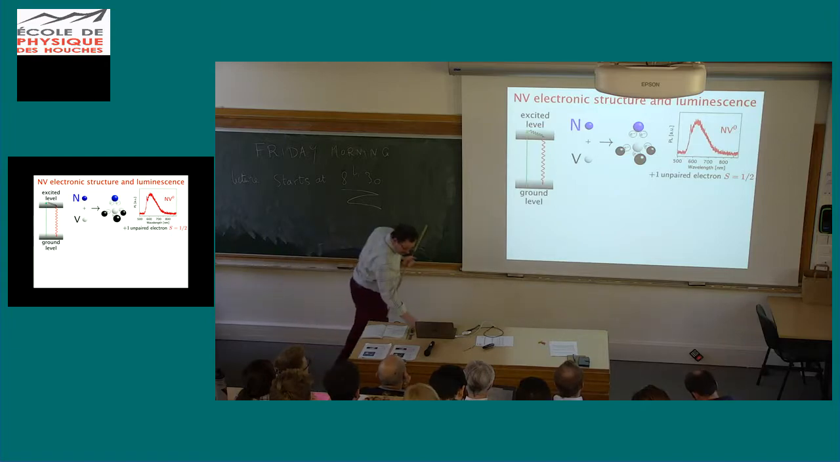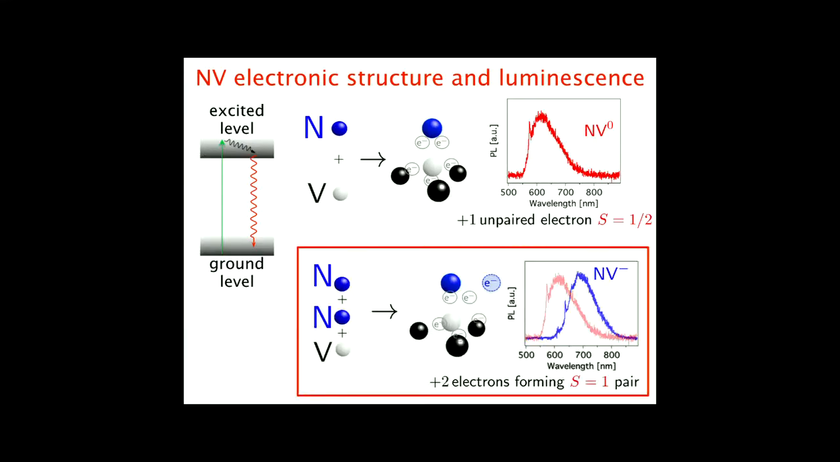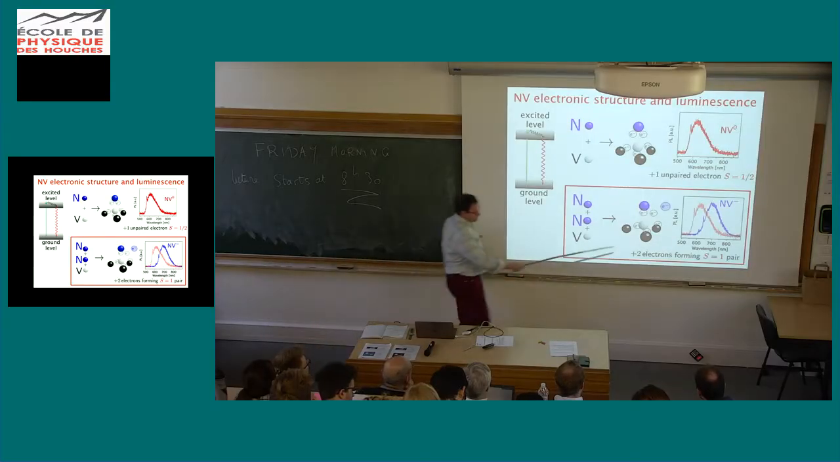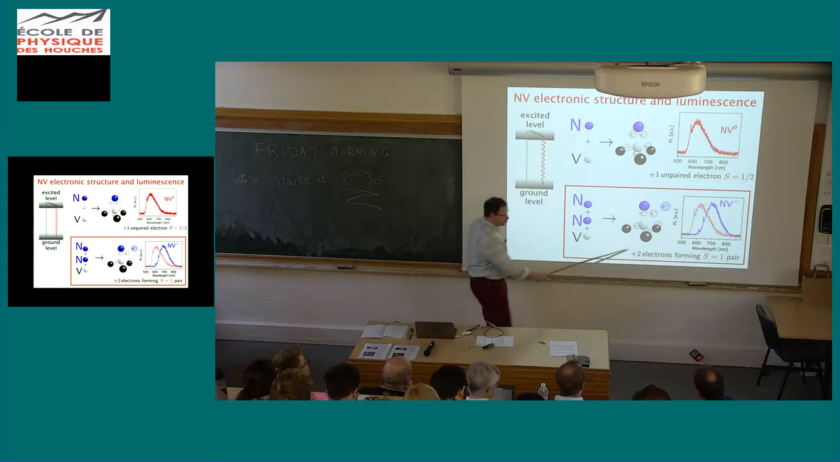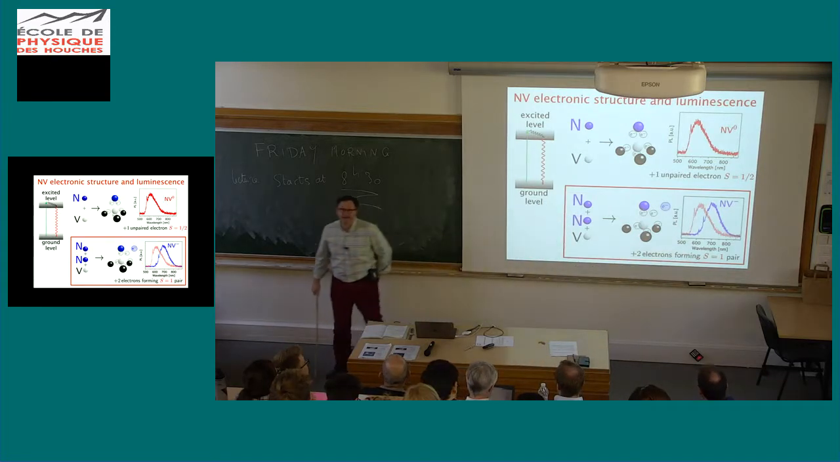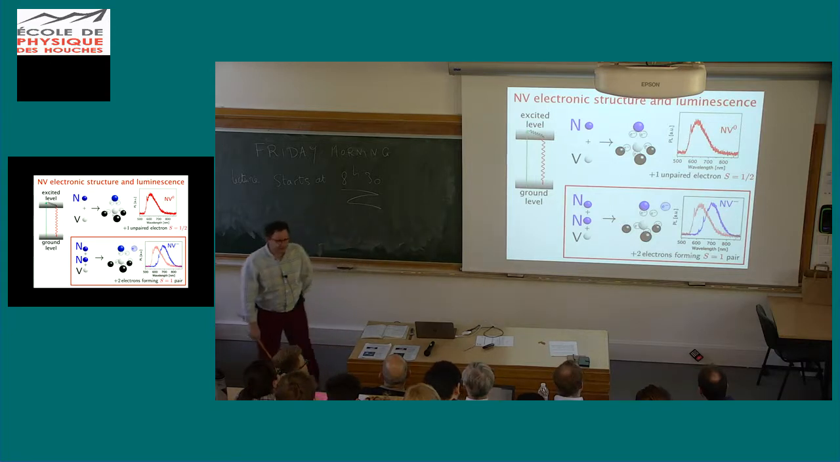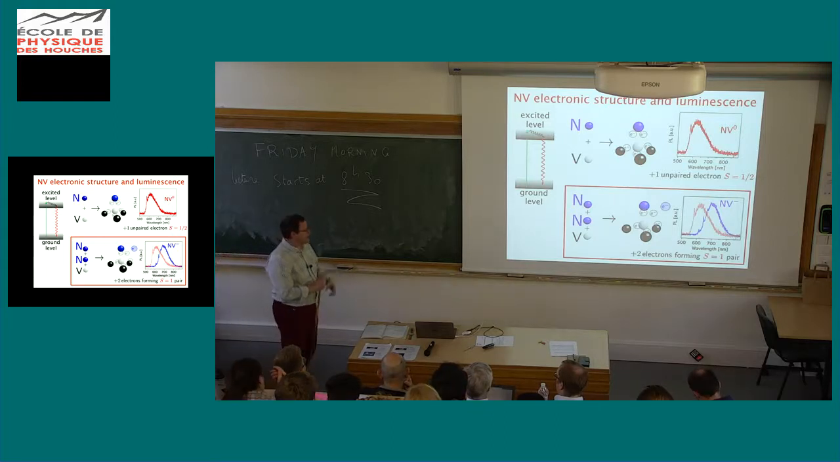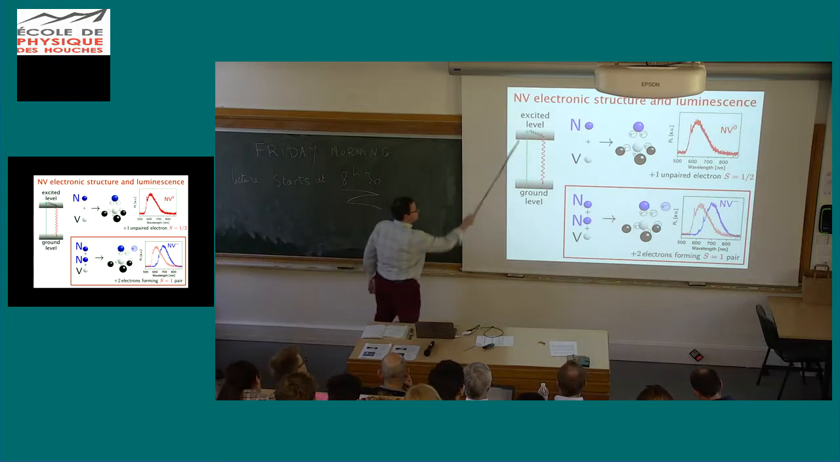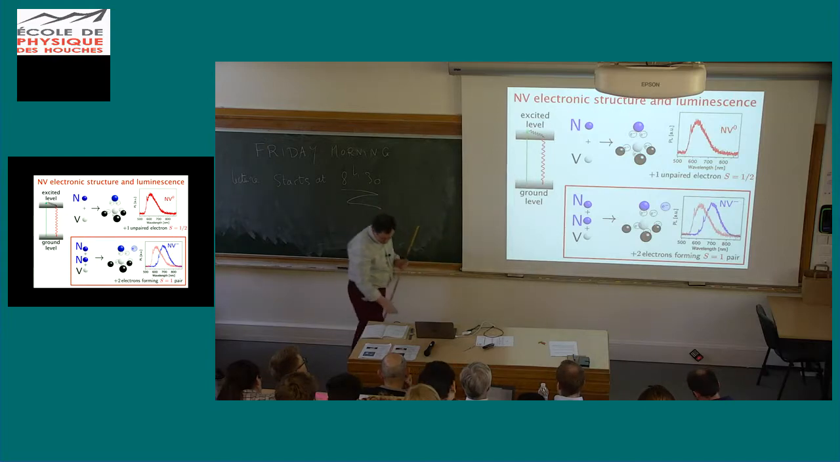If we simply now add another electron, we create the negatively charged center, which has a different luminescence spectrum, as you can see here. But now we have 2 electrons, and these 2 electrons will create both a triplet state and a singlet state. We will discuss a little bit later how these spin structures will impact the luminescence properties of the center.